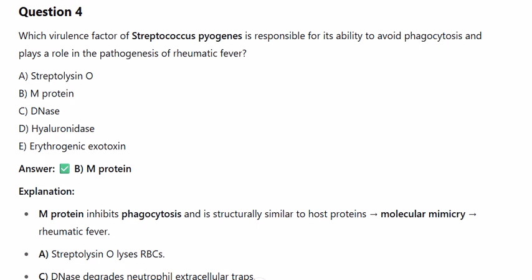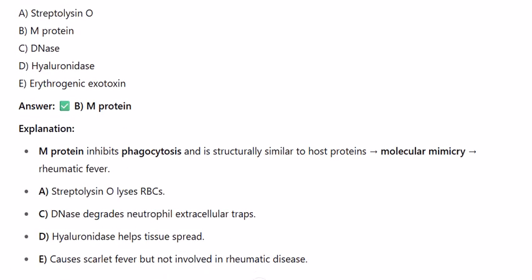Explanation: M protein inhibits phagocytosis and is structurally similar to host proteins, molecular mimicry, leading to rheumatic fever. A. Streptolysin O lyses RBCs. C. DNase degrades neutrophil extracellular traps. D. Hyaluronidase helps tissue spread. E. Causes scarlet fever, but not involved in rheumatic disease.